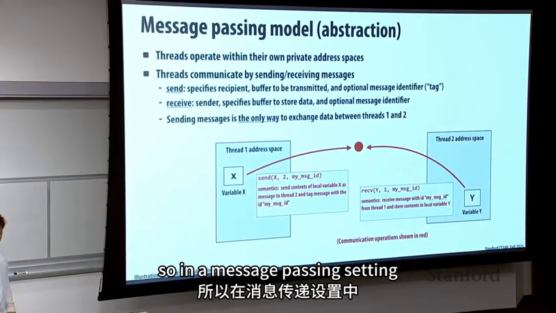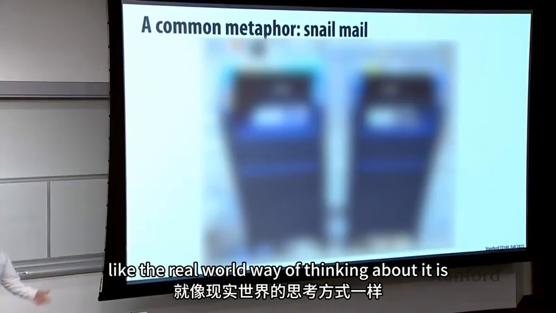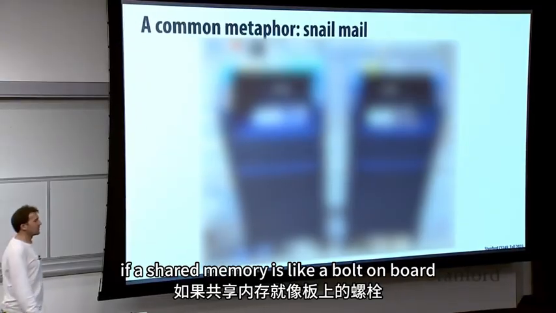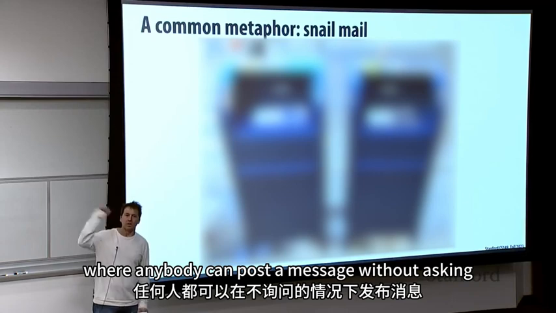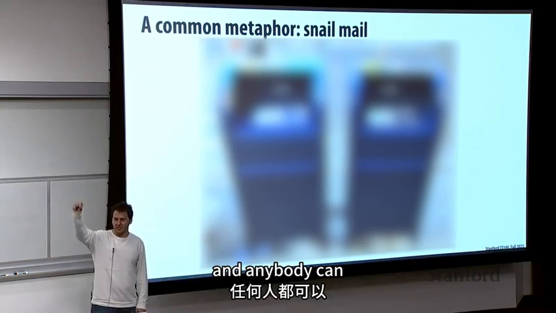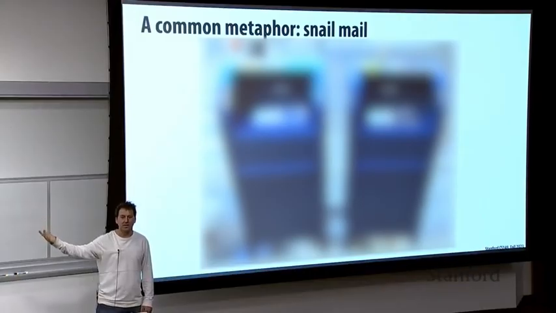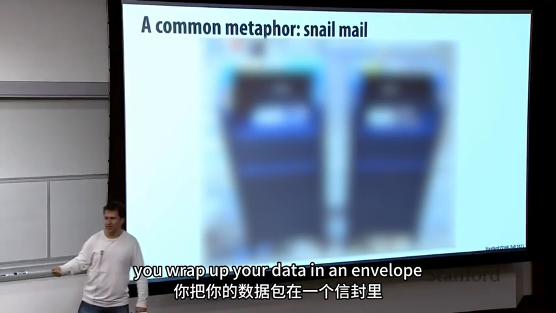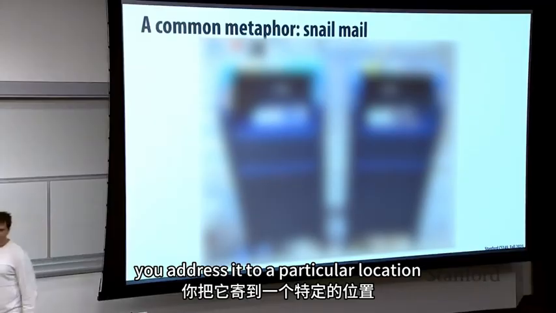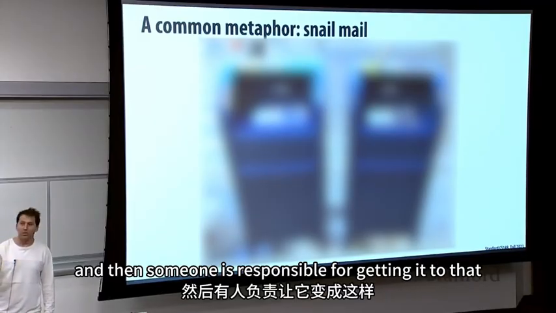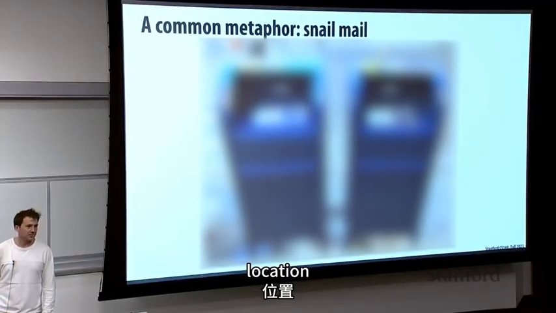So in a message passing setting, the real world way of thinking about it is, if shared memory is like a bulletin board where anybody can post a message without asking and anybody can read that message without asking, message passing is a little bit more like sending snail mail. You wrap up your data in an envelope, you address it to a particular location, and then someone is responsible for getting it to that location.